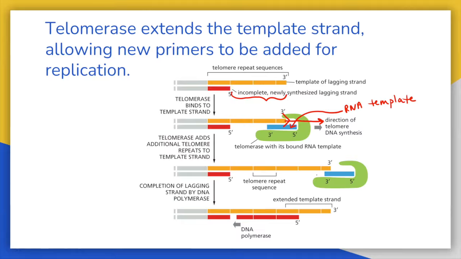Once it's done that, a new primer can be placed, and DNA polymerase can copy this region, and ligase can glue these pieces together so that that piece of DNA doesn't get skipped. And in that way, the telomeres don't get shorter every time the DNA is replicated.